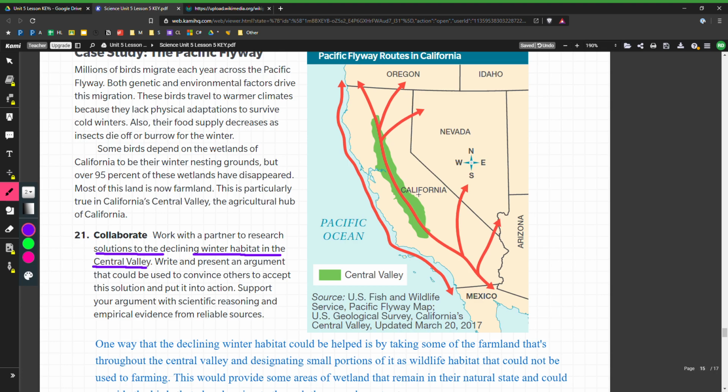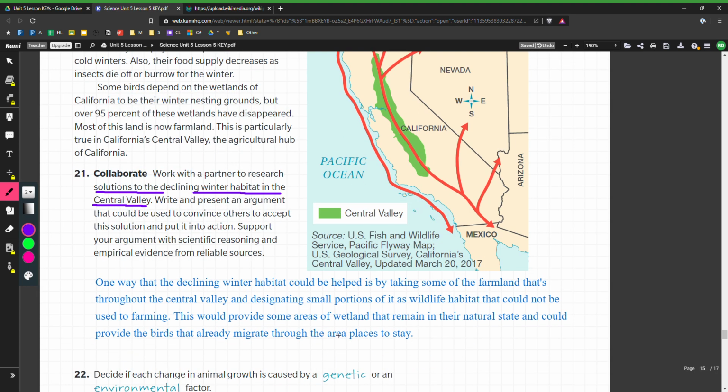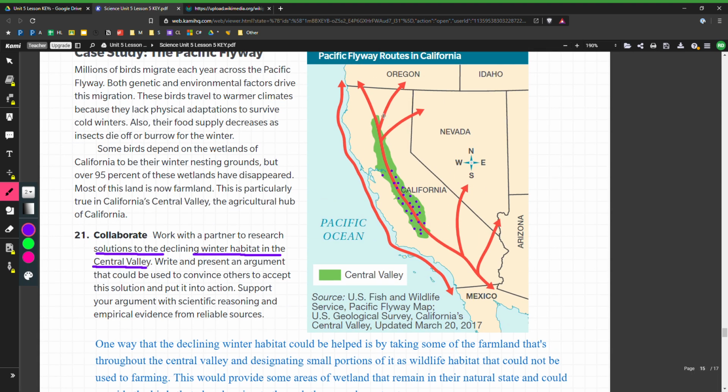There's just farmland. So I said you could maybe take portions, right? Maybe put portions of what used to be wetlands, like all this Central Valley area, and you could make little reserves all spread throughout the whole area. We have some in real life.